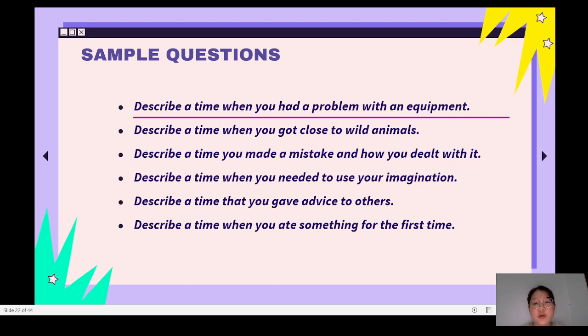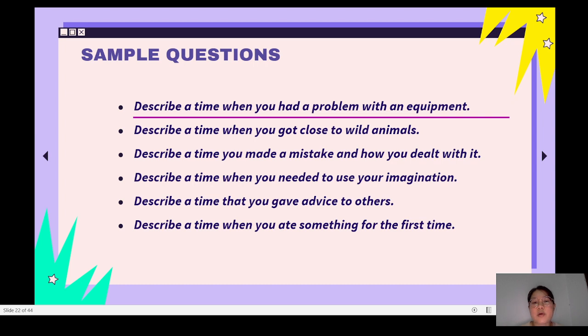Describe a time when you had a problem with an equipment. Describe a time when you got close to wild animals. Describe a time when you made a mistake and how you dealt with it. Describe a time when you needed to use your imagination. Describe a time that you gave advice to others. Describe a time when you ate something for the first time.